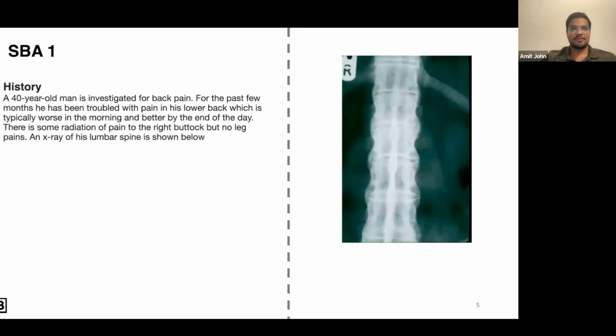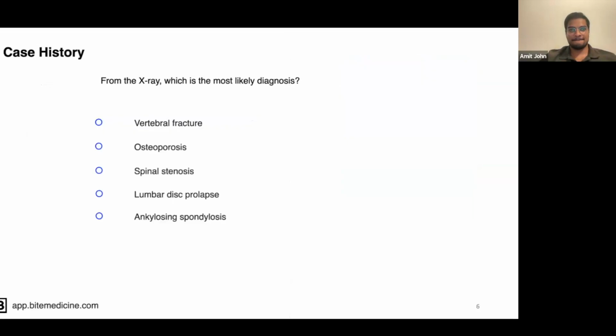So a 40-year-old man is investigated for back pain. For the past few months, he has been troubled with pain in his lower back, which is typically worse in the morning and gets better by the end of the day. But there is some radiation of his pain to the right buttock, but no leg pains. On X-ray of his lumbar spine, this is what it looks like. So from the X-ray, what is the most likely diagnosis? Please do leave your answers in the Q&A part.